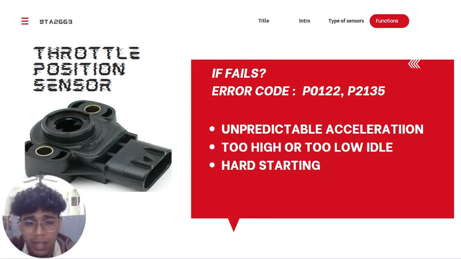One of the most obvious symptoms of a failed throttle position sensor is going to be unpredictable acceleration. The car is going to feel as though it is not correctly responding to throttle pedal inputs. Also, the idle will often be affected, either too high or too low, and there also might be difficulty starting the vehicle. This failure will give the error codes P0122 and P2135.